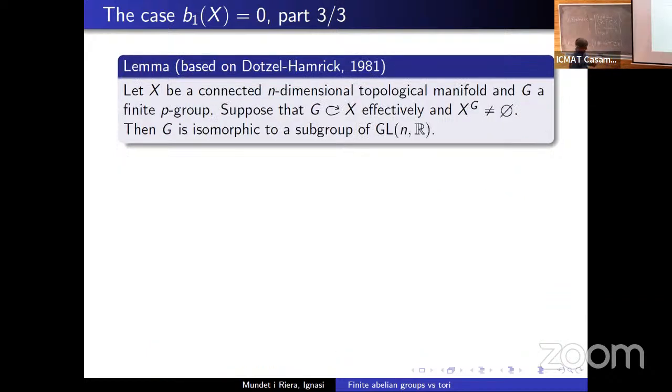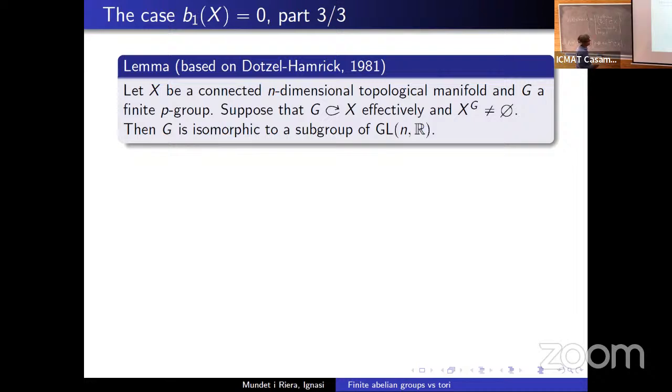So to conclude the proof, we use the following lemma. If you have a connected n-dimensional topological manifold, and you have an effective action of a finite P group on X, which has at least one fixed point, then that group is necessarily isomorphic to a subgroup of GL_n(R).